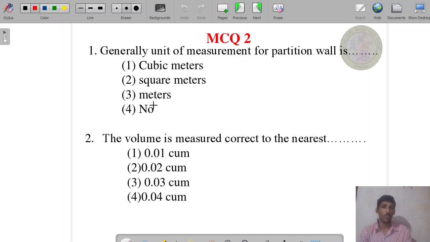Now move on to MCQ 2, multiple choice questions. Question number 1. Generally, the unit of measurement for partition wall is dash. Partition wall.